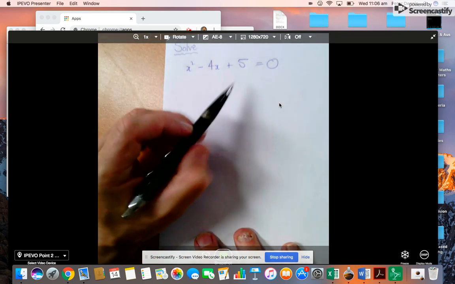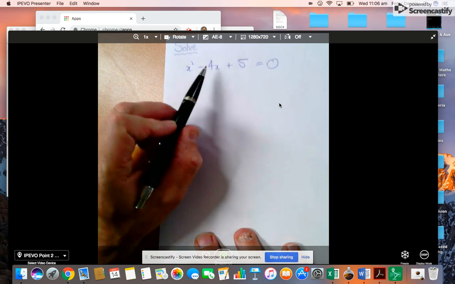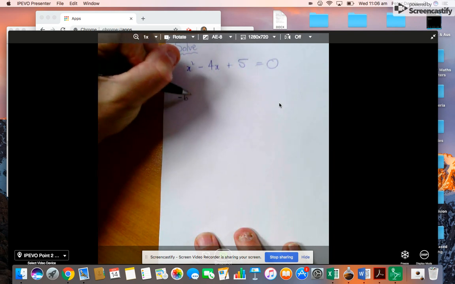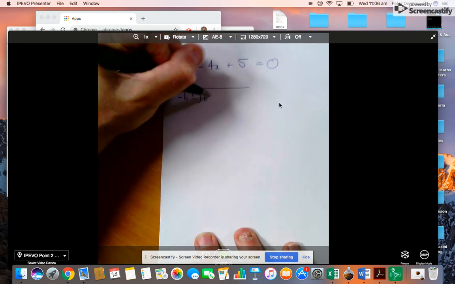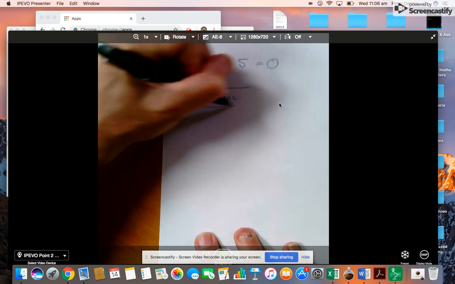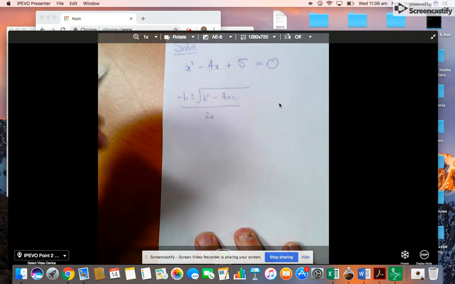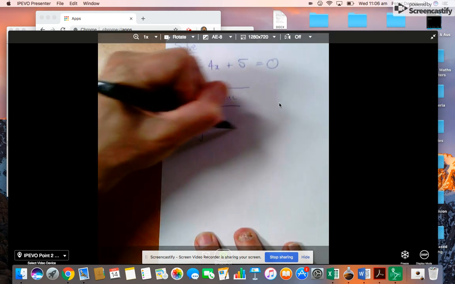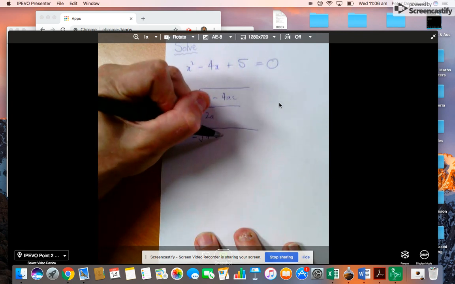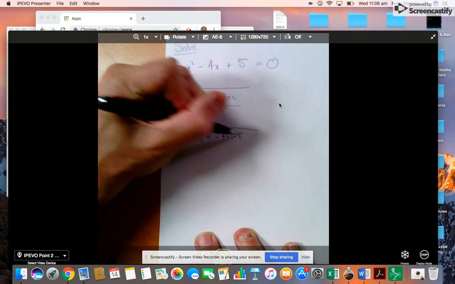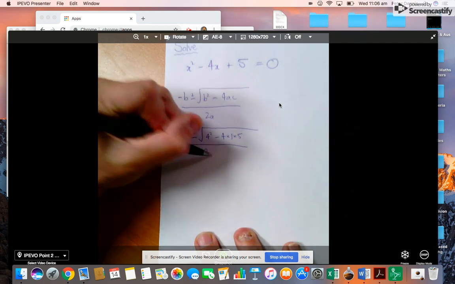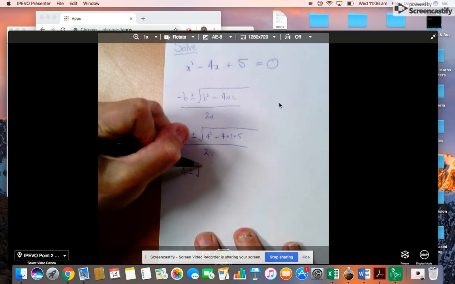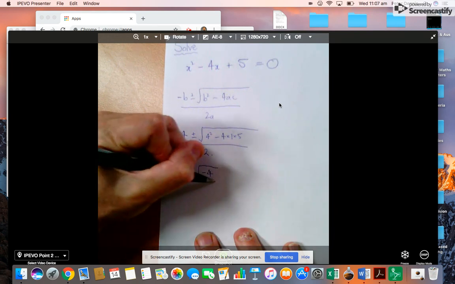How are we going to solve this? Because I can't think of 2 numbers that multiply together to give 5 and add together to give minus 4. It just doesn't work. So I'm going to use the formula: minus b plus or minus the square root of b squared minus 4ac, all over 2a. So we're going to get 4 plus or minus the square root of 4 squared minus 4 times 1 times 5, all over 2 times a, which is just 2. And what we get there is 4 plus or minus the square root of negative 4, all over 2.